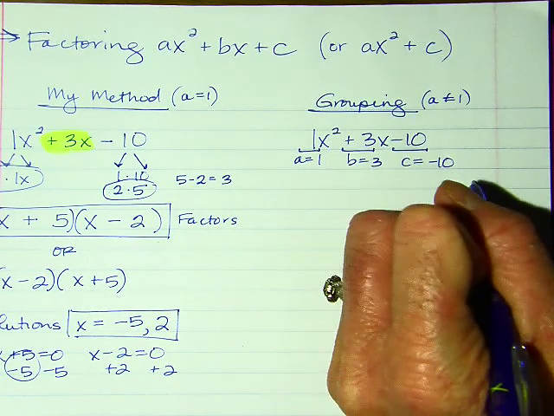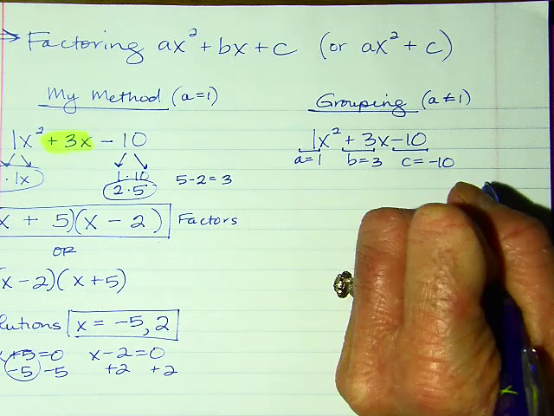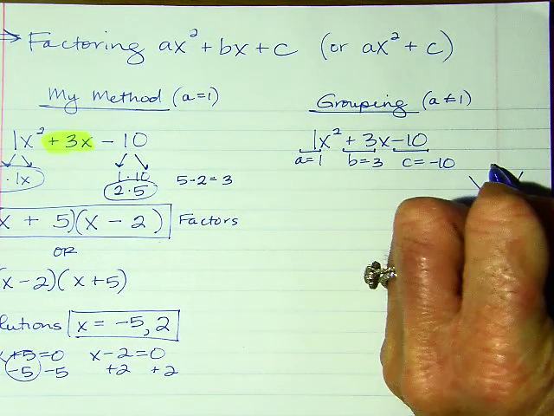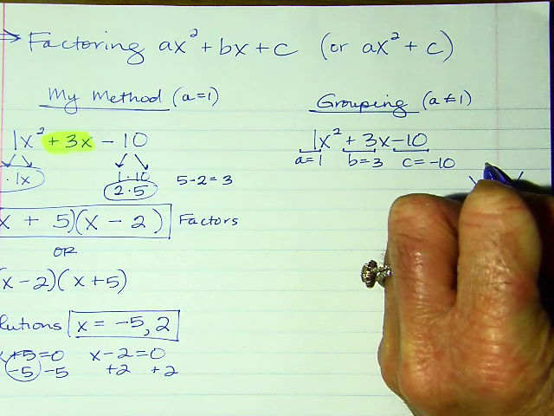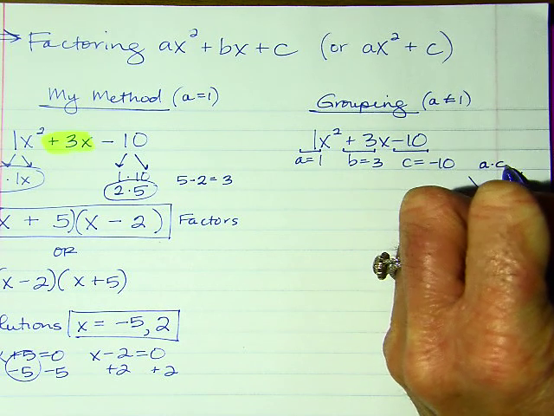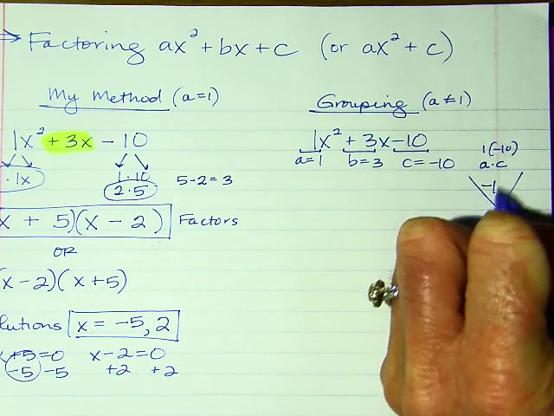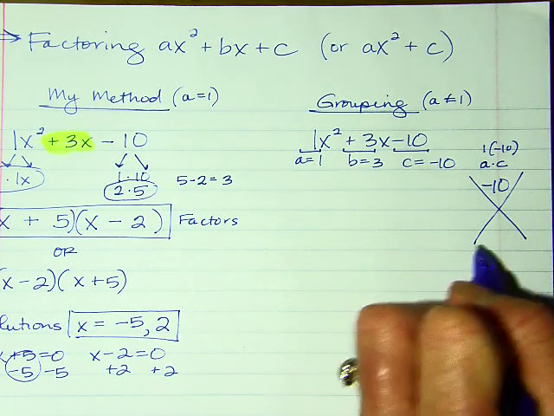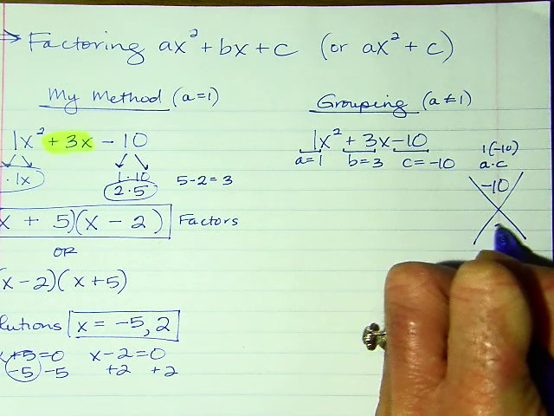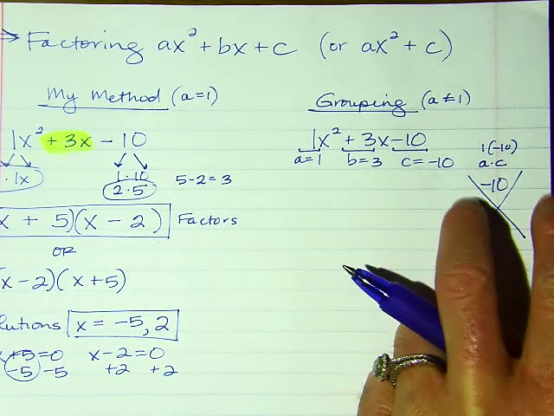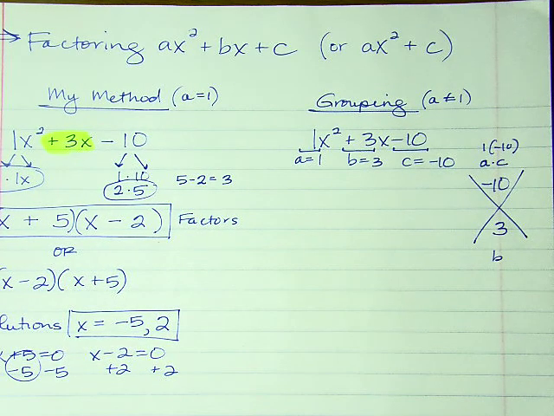So in my X tool, on the top, I'm going to do A times C, which in this case is 1 times negative 10. So up here is negative 10. On the bottom should be my B term, which is positive 3. Now, in the middle, I have to put factors of 10 that add up to be 3.